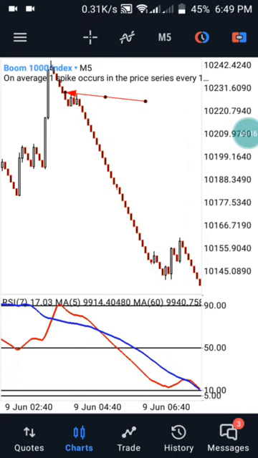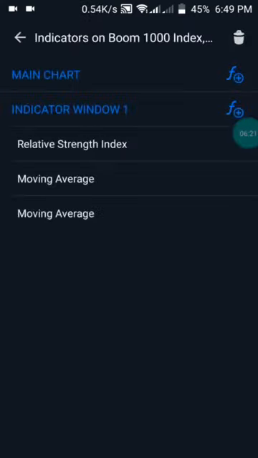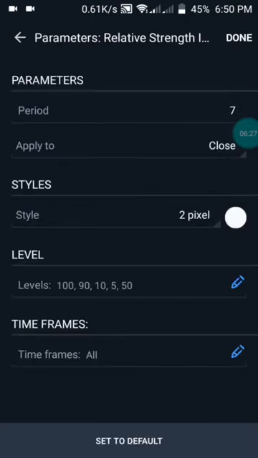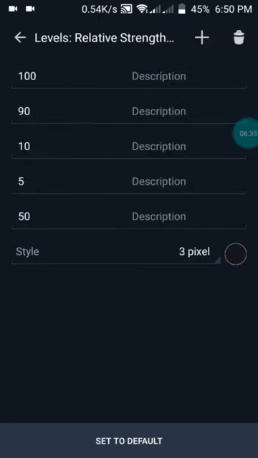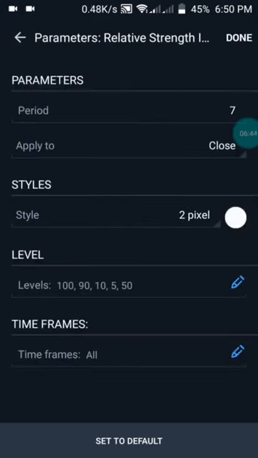So guys, let me show you the settings of this. We have the indicator window 1, which is the relative strength index. We have the period of 7. We have the apply to close. We have our style to be in white color, and we have different levels here. We have level for 90, we have 10, and we have 5, and we have 50. So you can press on done on that.